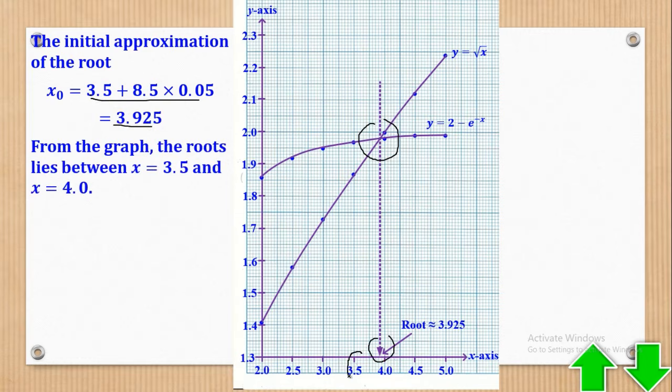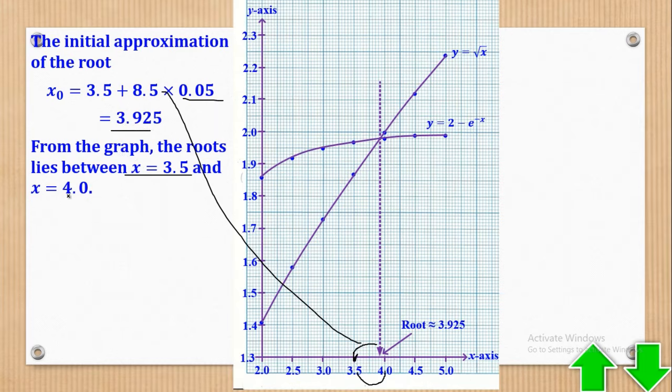So first look at this value which is plotted and is 3.5. Then you count the small squares from here up to the root, and those will be 8.5. Then you remember the scale for one small square. One small square is got by saying 4 minus this, which is 0.5, divided by the number of small squares, which are 10, to come up with 0.05. So we'll end up with a value of 3.925. Therefore, from the graph, the root lies between 3.5 and 4.